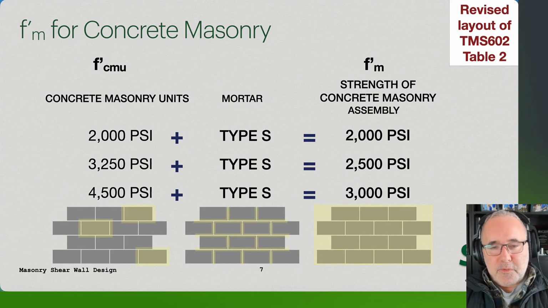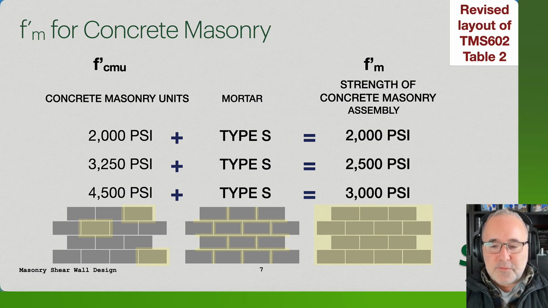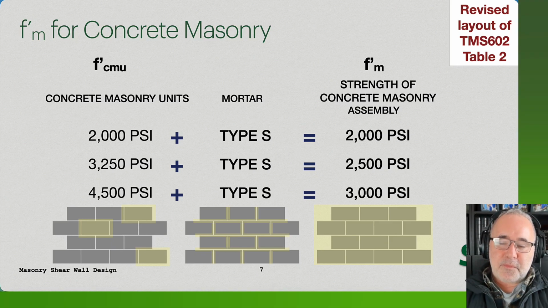For me, I like to reorganize this table a little bit. I like to start from left to right, thinking about the blocks that are going to be supplied to the site, then placing it within a certain type of mortar. Type S mortar is going to be what I would prefer to use for masonry. And then that's going to give us our overall assembly strength. So it's the same table, just a little bit reorganized from what's in the TMS code.